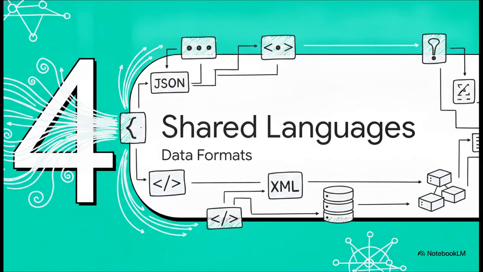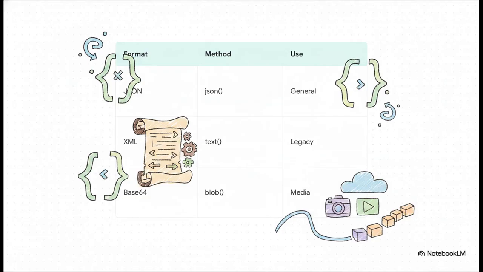Which brings us to part 4, speaking the same language. Let's look at what those modern data formats actually are. Today, JSON, or JavaScript Object Notation, is the absolute de facto standard for data exchange. It's lightweight, it's highly readable, and it perfectly maps to modern JavaScript tools, like using the Fetch API's JSON method.